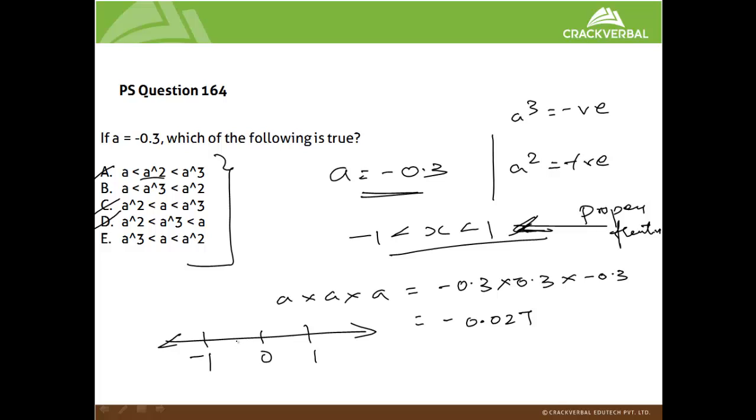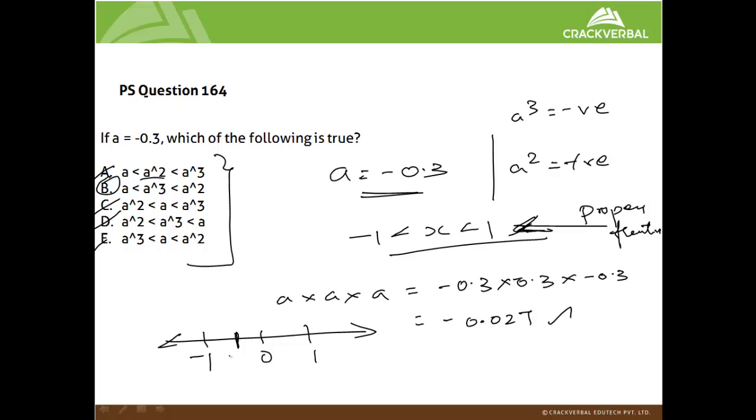So minus 0.3 would be something, say right here, and minus 0.027 would be further closer to 0 than minus 0.3. So in that case minus 0.027 would be greater, right? So we can eliminate answer choice E because a cube has to be greater than a. So answer has to be B.